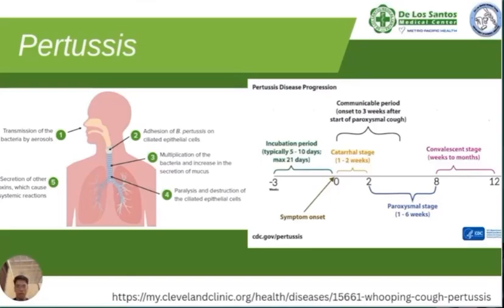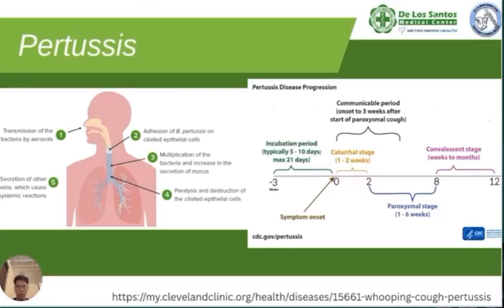So we go now to the paroxysmal phase or stage. The duration usually lasts 1 to 6 weeks, but can extend up to 10 weeks. During this period, there is paralysis and destruction of the ciliated epithelial cells and secretion of other toxins. If you look at the left picture, it's number 4, and then also number 5.